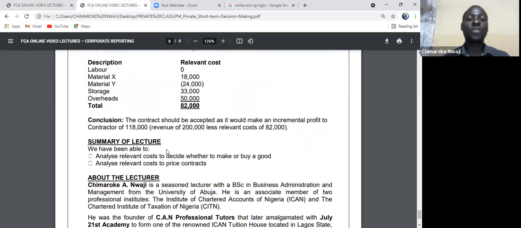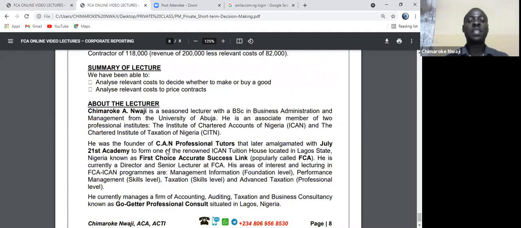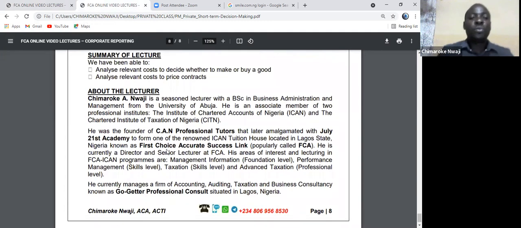Okay, so far so good. We have been able to learn about relevant costs. The technique of relevant cost is being applied here when we are deciding to make or buy goods. And we said the relevant cost of making, which is the variable cost, is being compared to the relevant cost of buying, which is the purchase price. Whichever cost is smaller is what we are going to go by.